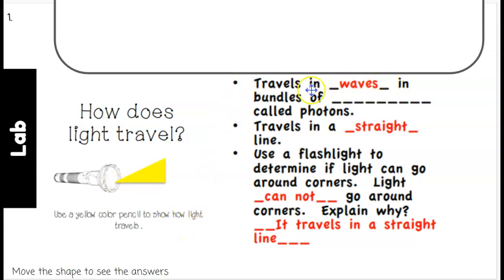Light travels in waves and bundles of, and there should be the word here, particles, called photons. It travels in a straight line. And if you used a flashlight to determine if light can go around corners, and if you did that experiment, light cannot go around corners because it travels in a straight line.